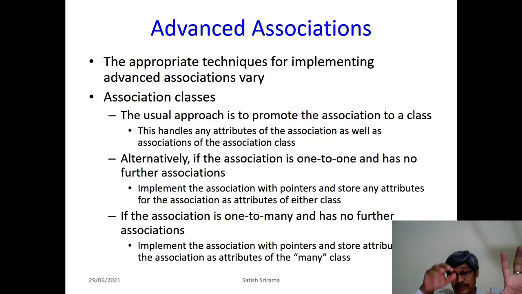But the problem comes if it is not one to one but one to many. You again implement with pointers, but you store all the attributes of this association class as attributes of the many class. In fact, we have discussed all these things when we were discussing associations in the class model, so you can go back and check those videos, which discuss it in detail.